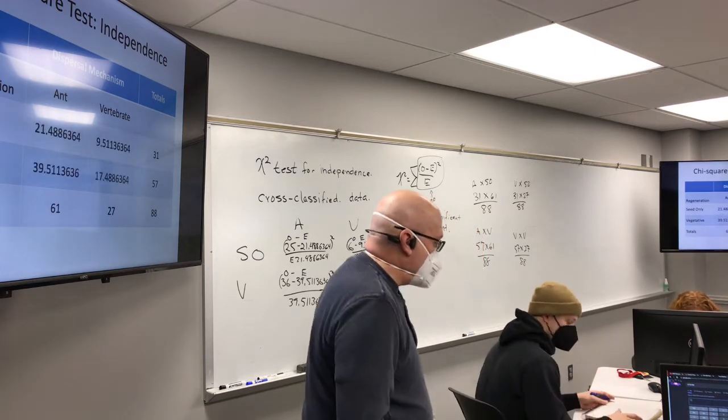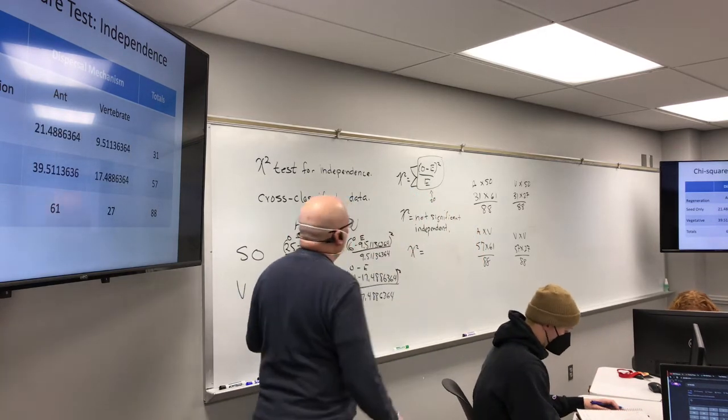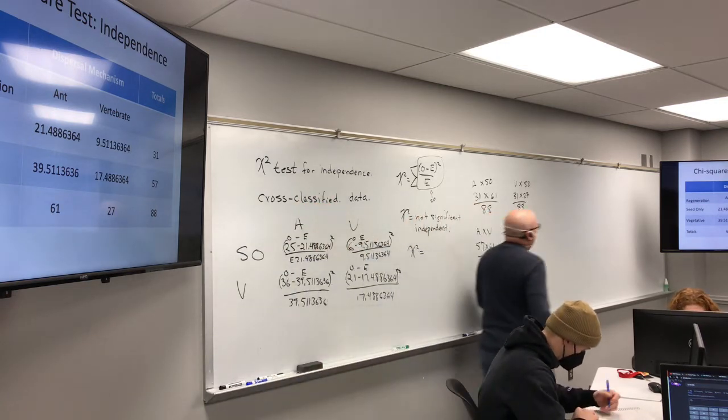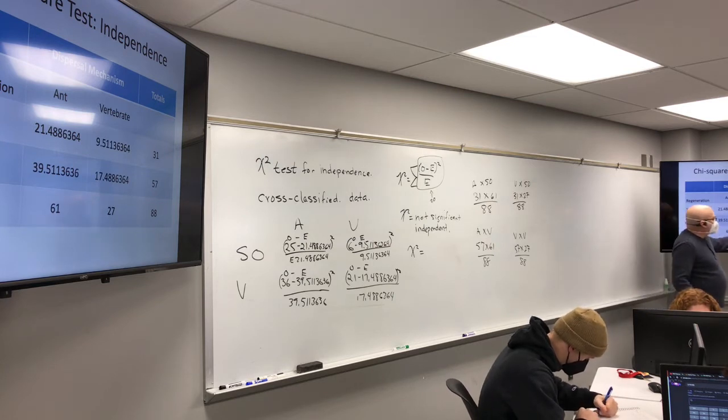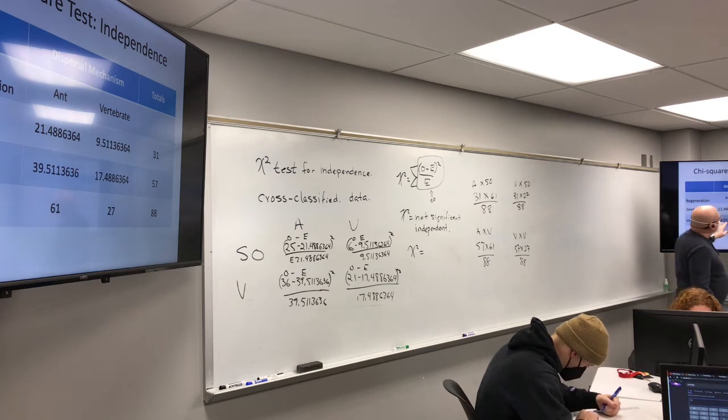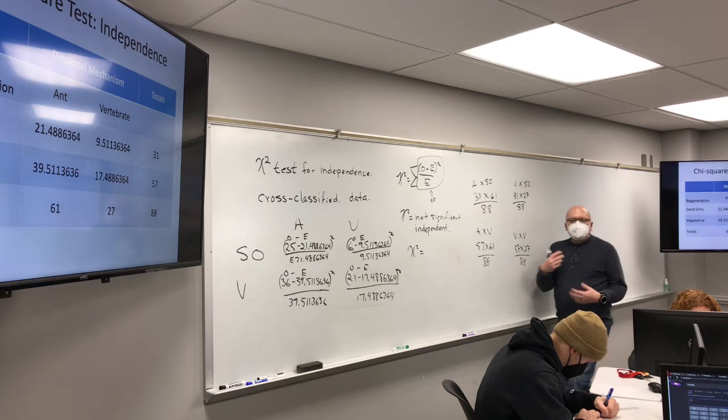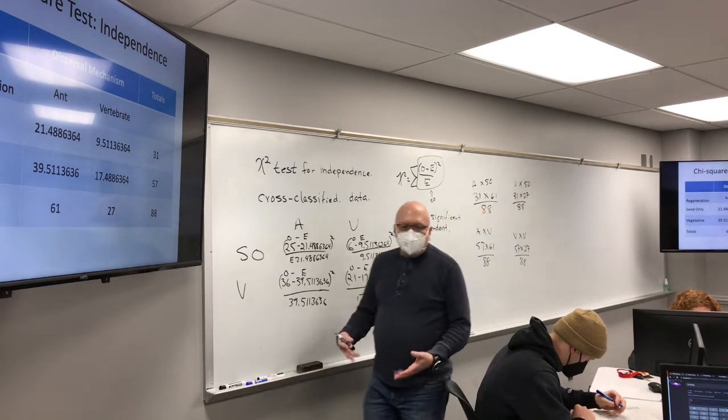Then these are the expecteds. Now note also, these expected values, if you add down, they sum to 61. These expected values sum to 27. These expected values sum to 31. And these expected values sum to 57. Once again, an internal check to make sure that you're doing your math correctly.